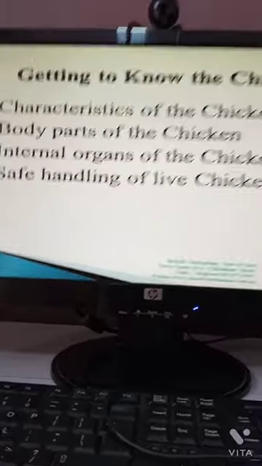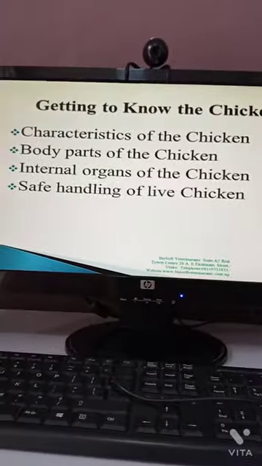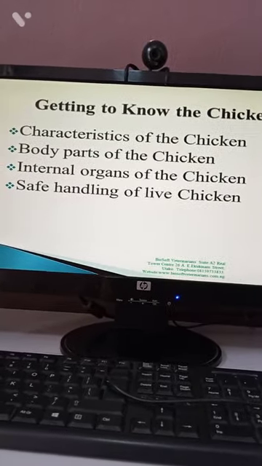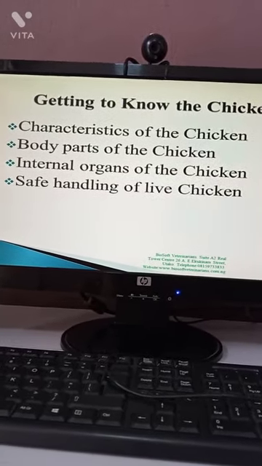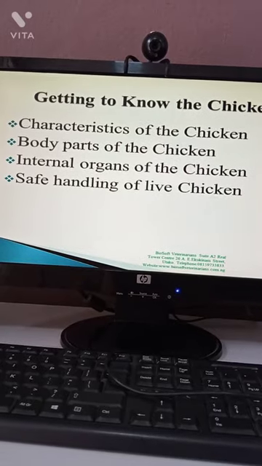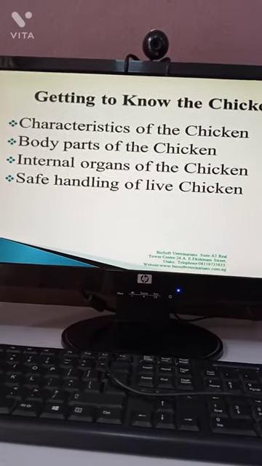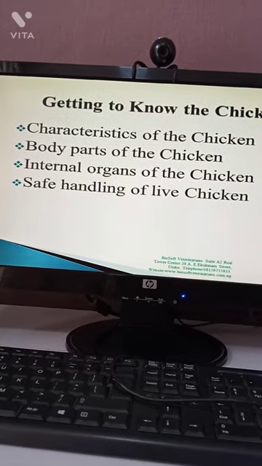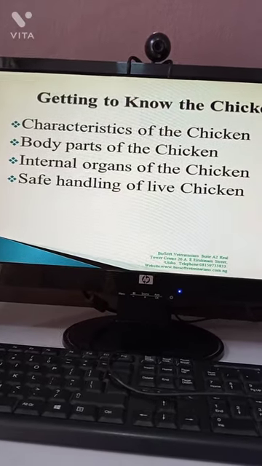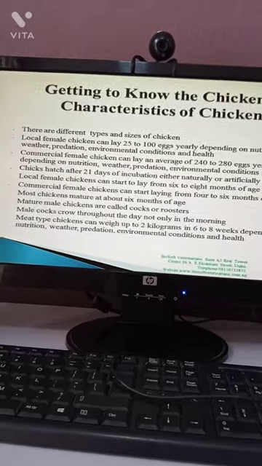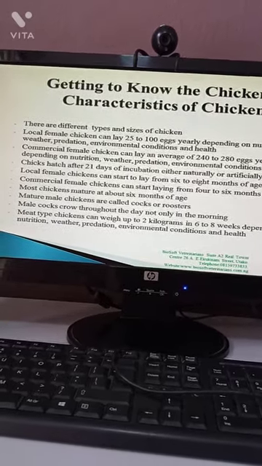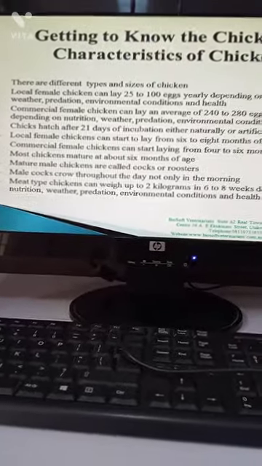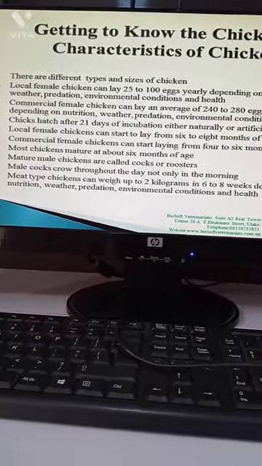Okay, so next we just take a look at the chicken under 4 subheads, the characteristics of the chicken. We look at the body parts of the chicken, we look at the internal organs of the chicken, and then the self-handling of chicken. Characteristics of chicken. There are different types and sizes of chicken.